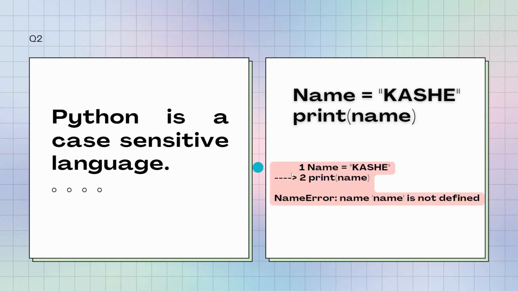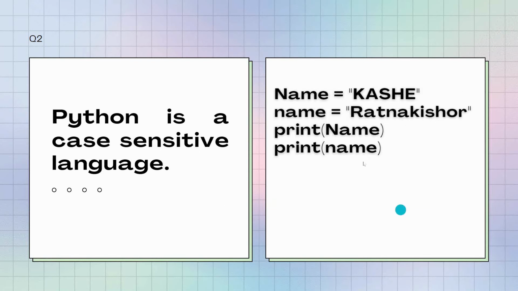If I run this program, I will get a NameError because here I am going to display a variable name which has a lowercase n, but here I have a variable Name with a capital N. Since Python is a case sensitive language, it will treat this name variable and this Name variable as different. So that's why we got NameError, and it is also describing that the name is not defined.